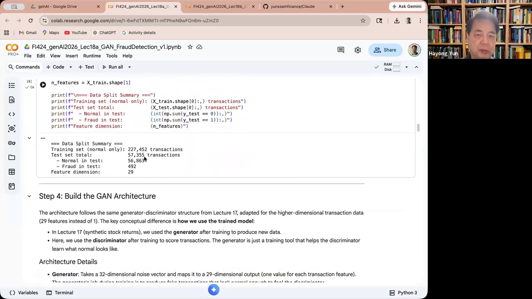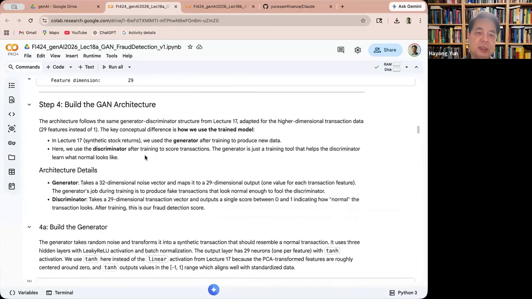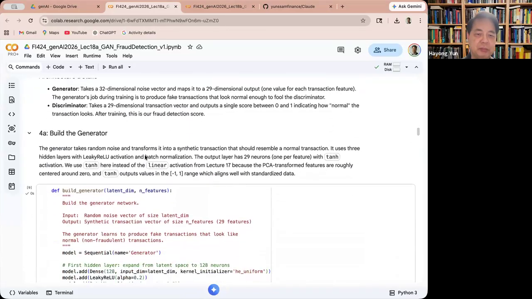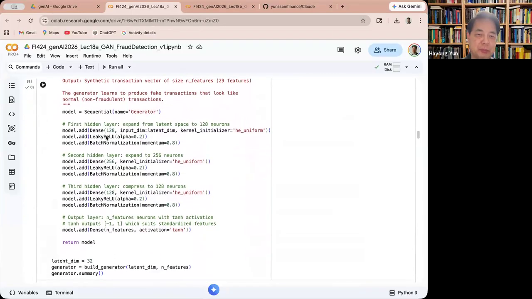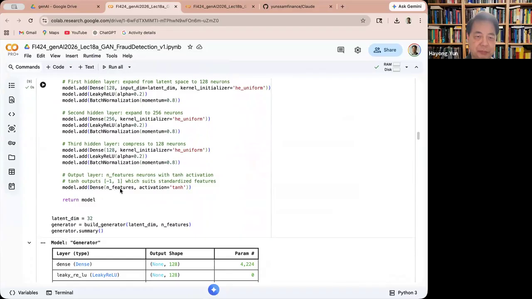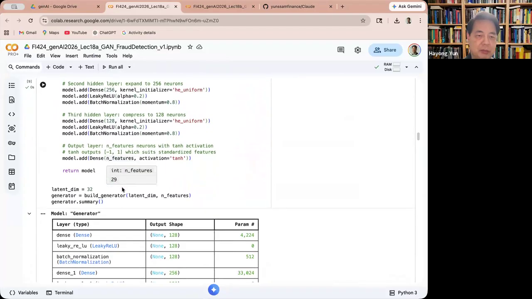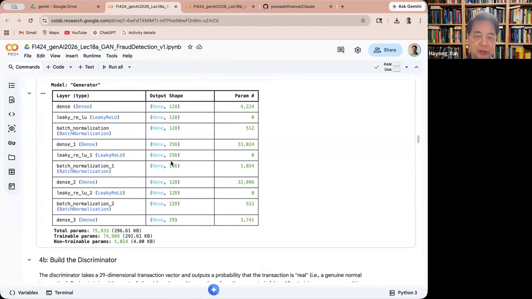Then the GAN architecture is not too surprising. We'll basically use a deep neural network. Whatever the input dimension is, 28 or 32, it goes to 128, 256, 128, and then to the output layer. How many features? 29 features. And then the latent dimension is from here.